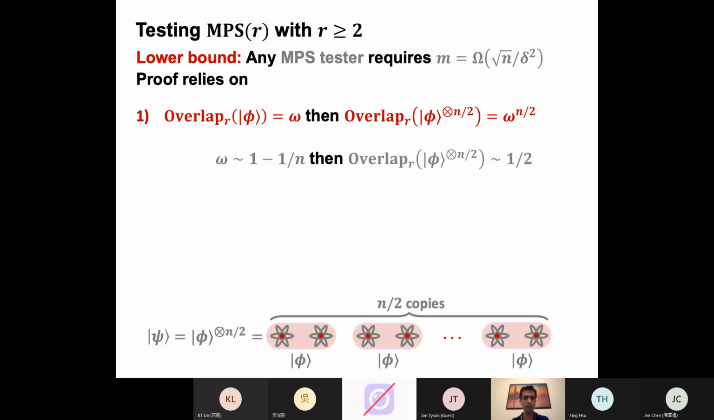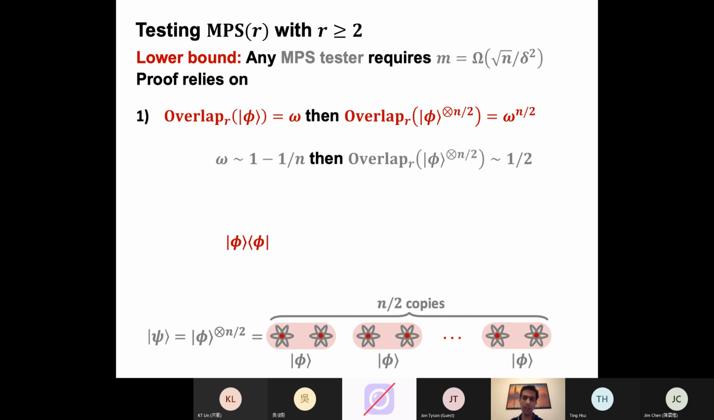And in particular, this implies that if the overlap of the 2 qubit state phi with MPS R is like 1 minus 1 over n, then the overlap of the whole state psi is just a constant.